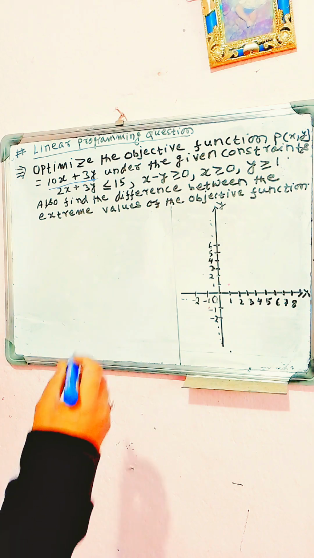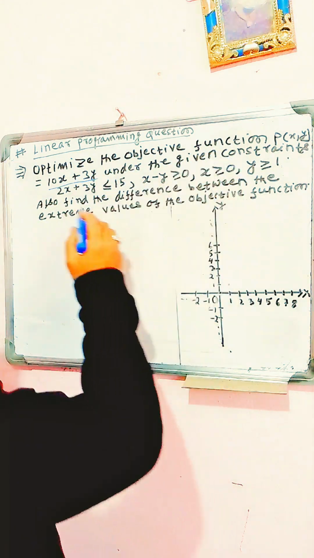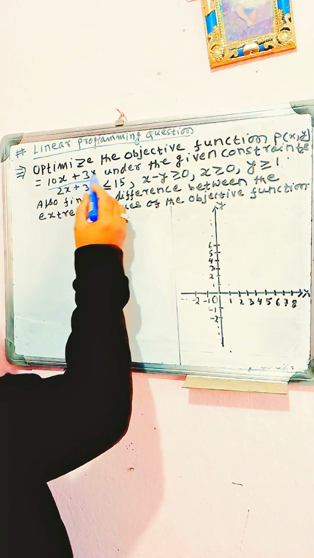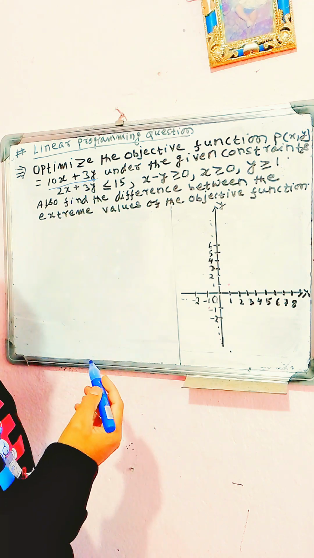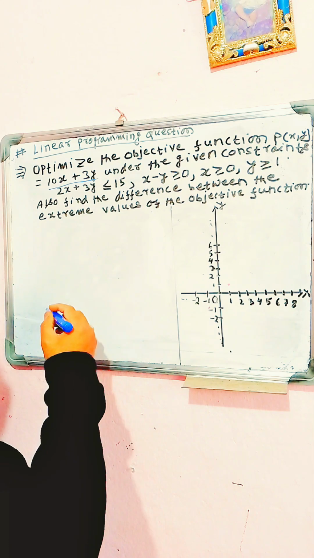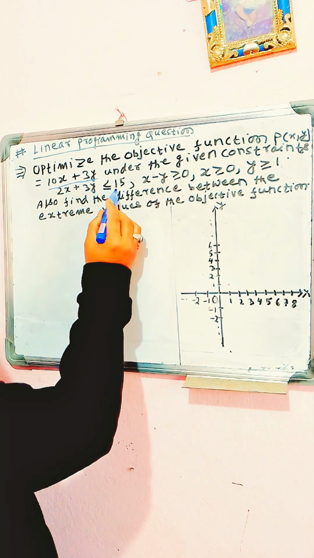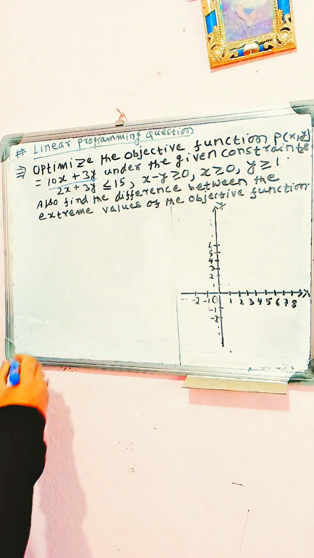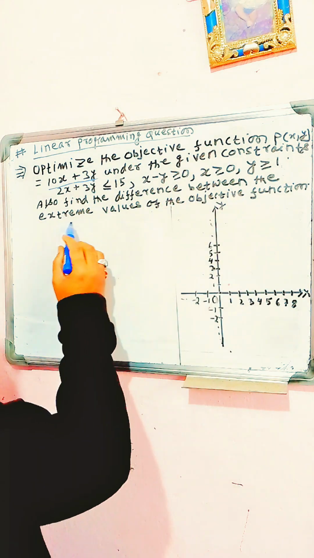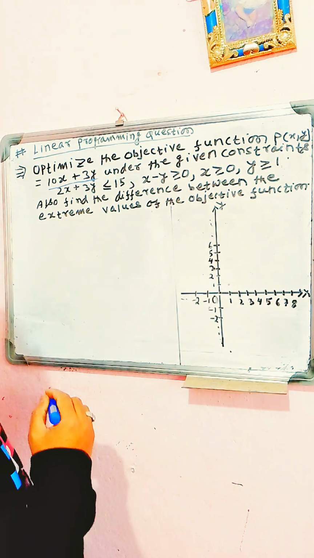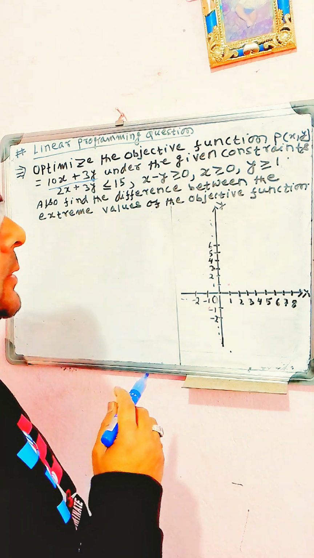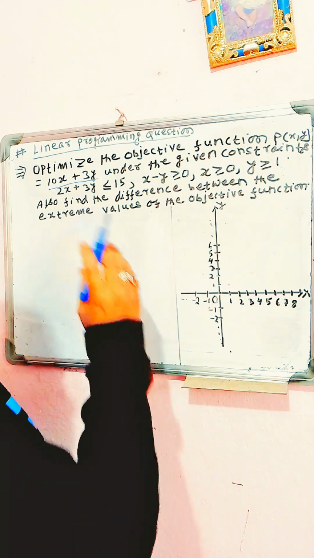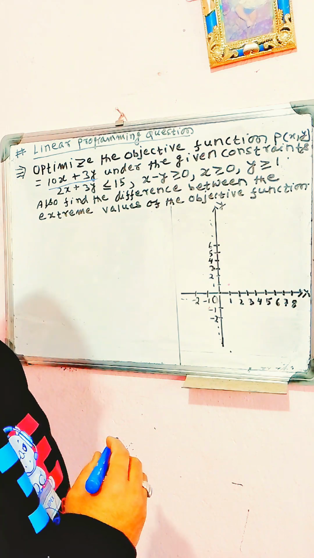First of all, you can see that we must optimize the objective function. This is the objective function, and to optimize means to find either the maximum point or the minimum point or both. Then you have the limitations: 2x plus 3y is less than or equal to 15, and these three more limitations. After that, the question says to also find the difference between the extreme values of the objective function. Extreme values means the end values, either maximum or minimum. Both the maximum and minimum values are called the extreme values.